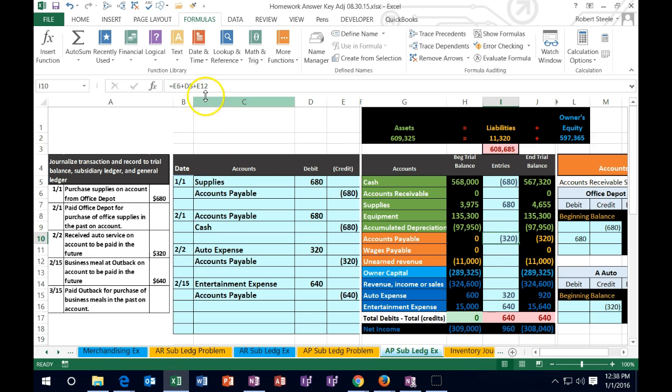E6 plus D8 plus E12. So I want to double click on it, not delete it, go to the end of it, and then select plus and point to the accounts payable. Note that we're never going to put a negative sign in here. We're just going to say equals and or pluses. All the negative signs are going to be represented here. So then we're going to select enter, and then it goes up to 960, puts us out of balance.